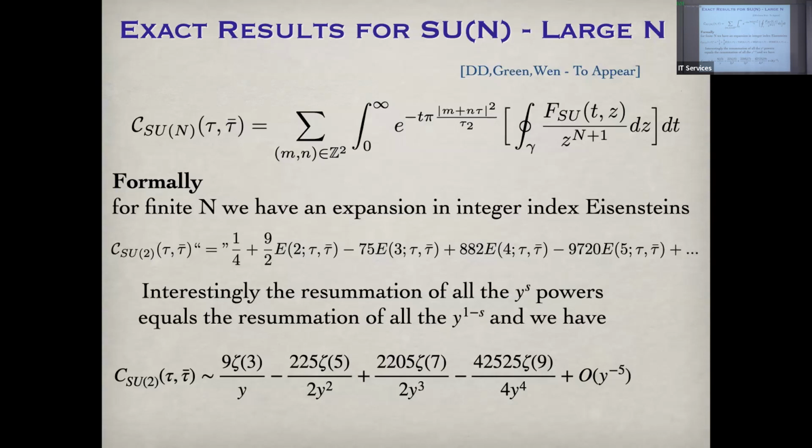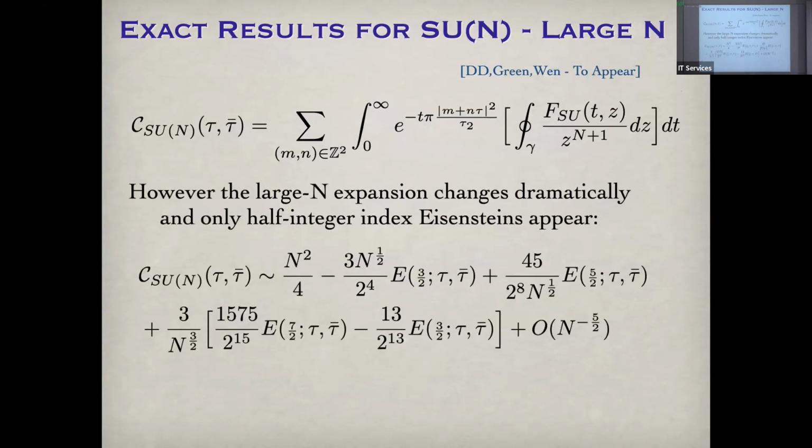This is at finite n. The story at infinite n changes dramatically. At infinite n, from this expression, we can easily take a large n expansion. It's a power series in fractions, n to the 1/2 and n to the -1/2 and so on. And now the coefficients are polynomials. Well, actually, they're just linear polynomials in half-integer Eisensteins, E3/2, E5/2, and so on. These are the only terms that you get from the asymptotic large n expansion here.